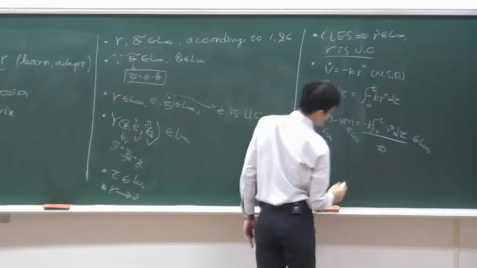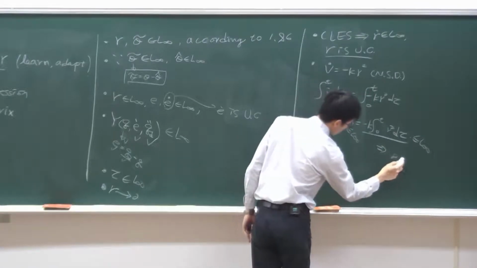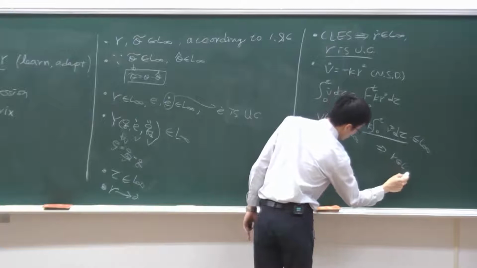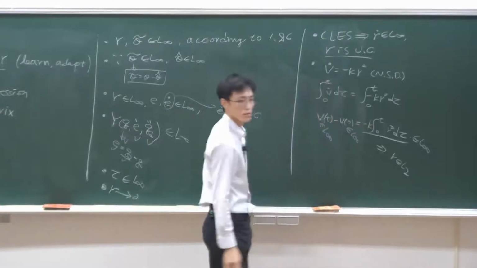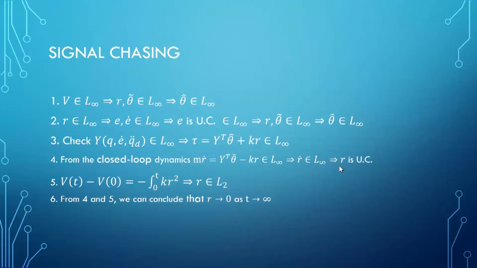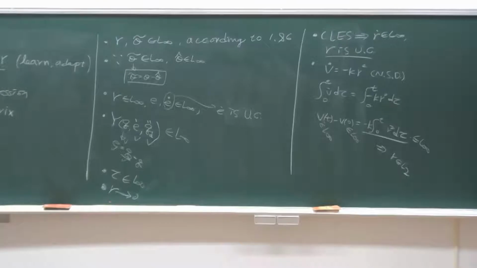And that says R is an L2 signal. So from R is uniformly continuous and R is L2, we can show that R converges to 0 as t goes to infinity. Okay, this is Barbalat's lemma. So we show the control is bounded, and R converges to 0 as t goes to infinity.